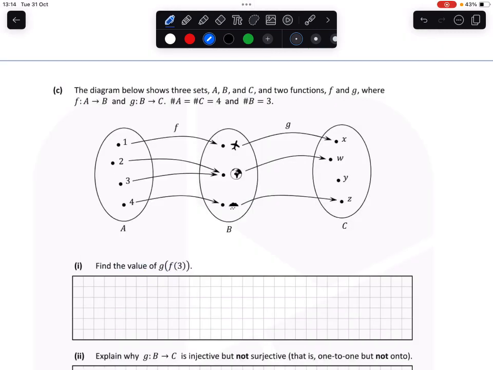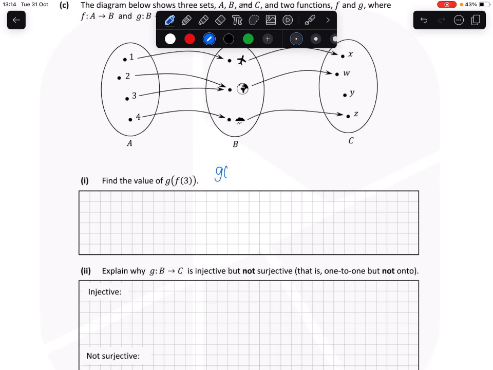G is a mapping from B to C. The number of elements in A is 4, the number of elements in C is 4, and the number of elements in B is equal to 3. Find the value of g of f of 3. So whenever you have anything written like this, we have g of f of 3. What we want to figure out first is what happens when you stick 3 into f. So say, for example, f of 3 was equal to 2. We now stick this into g.